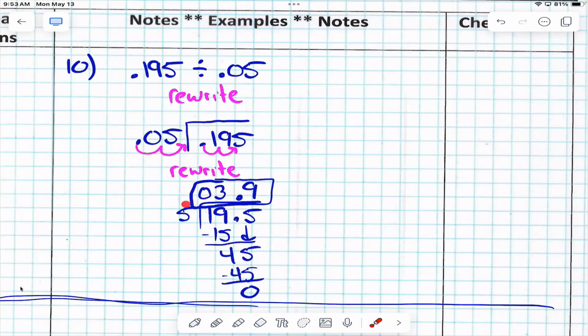But do we have a decimal on the outside? Yes. Okay, are you answering my question here? You're not. Do we have a decimal on the outside? No, we do not have a decimal on the outside, but we have the decimal on the inside.